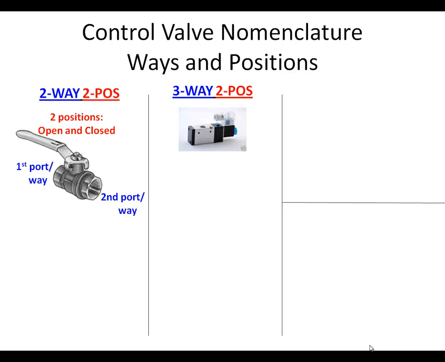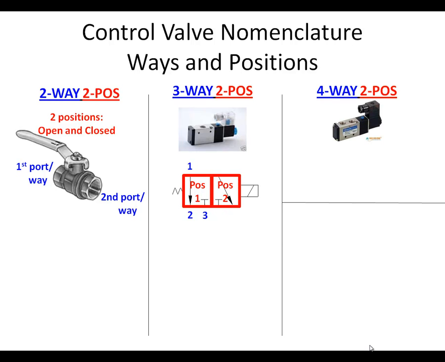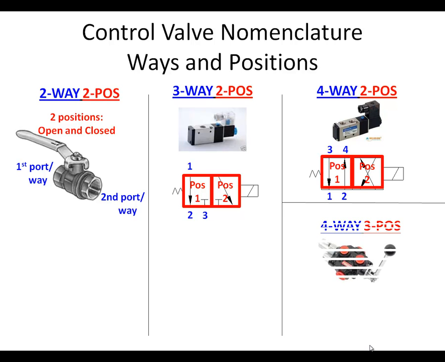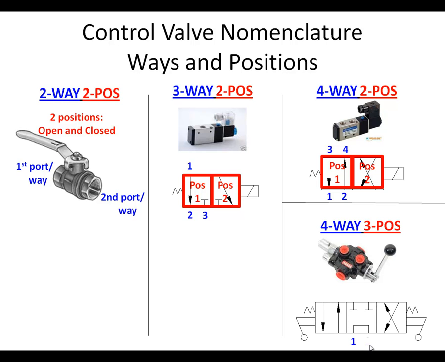Here's a three-way, two-position valve. There's a schematic diagram of it. Notice there are 1, 2, 3 ports, so 3 ways. And the valve could either be in this position or that position. Here's a 4-way, two-position. The schematic would show 1, 2, 3, 4 ports with the valve either in this position or this position. Here's a 4-way, 3-position. Schematic would show 1, 2, 3, 4 ports or 4 ways, and 1, 2, 3 different positions.